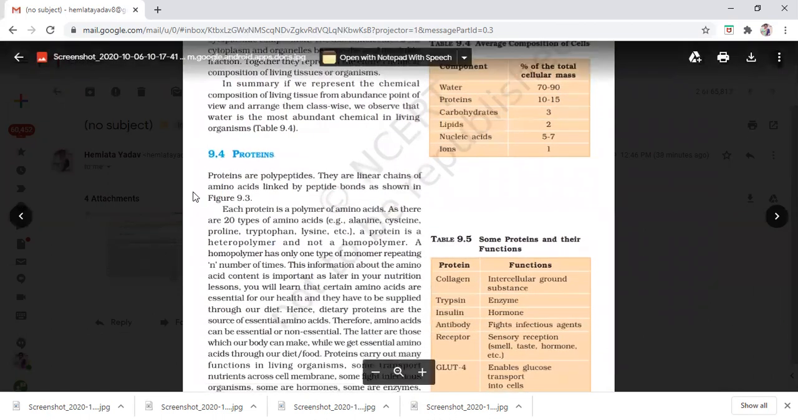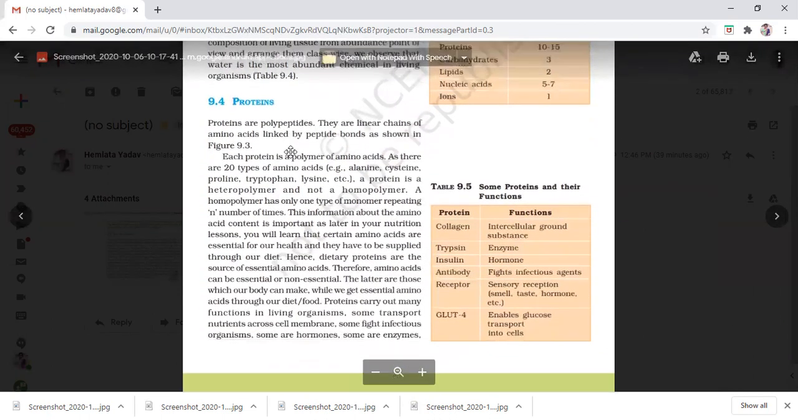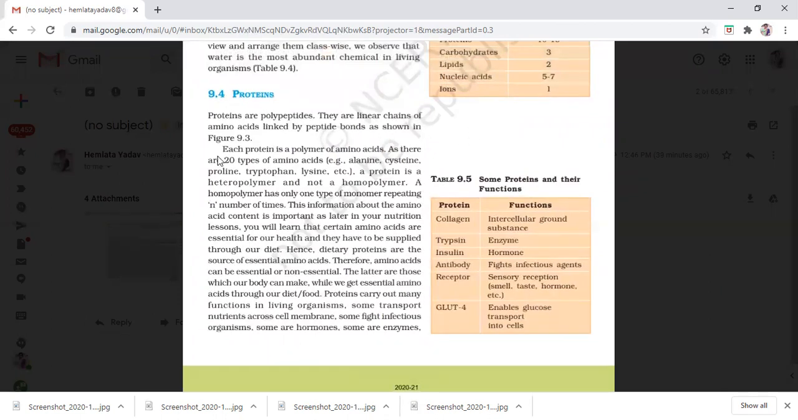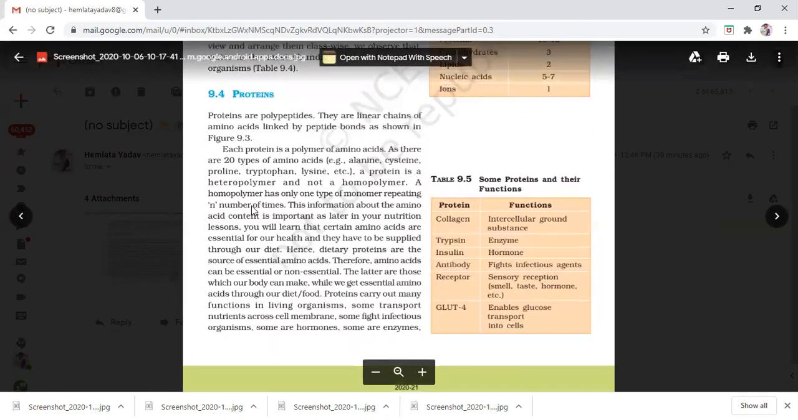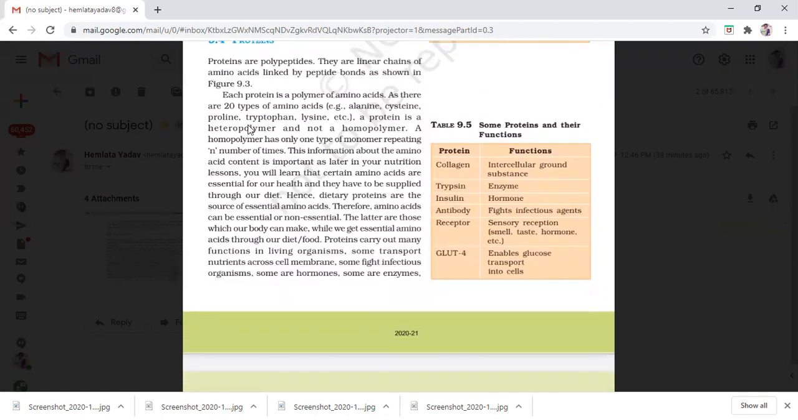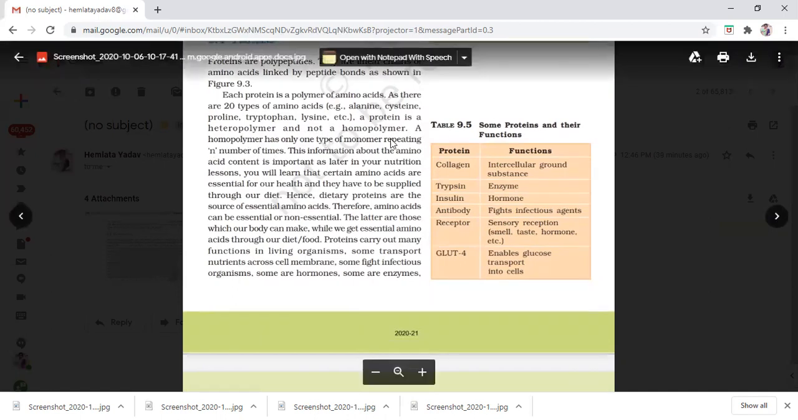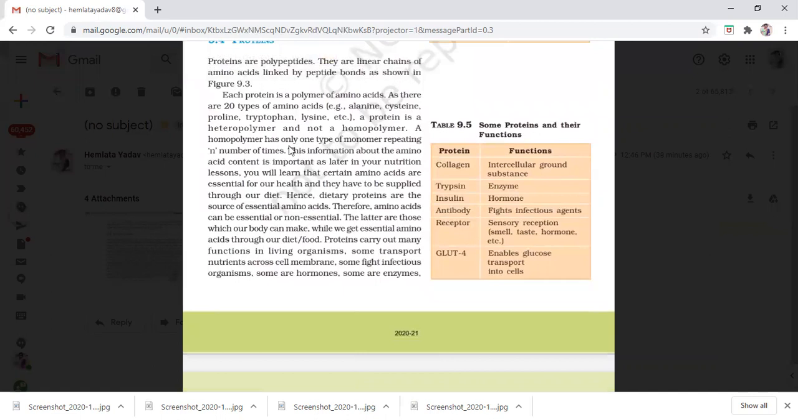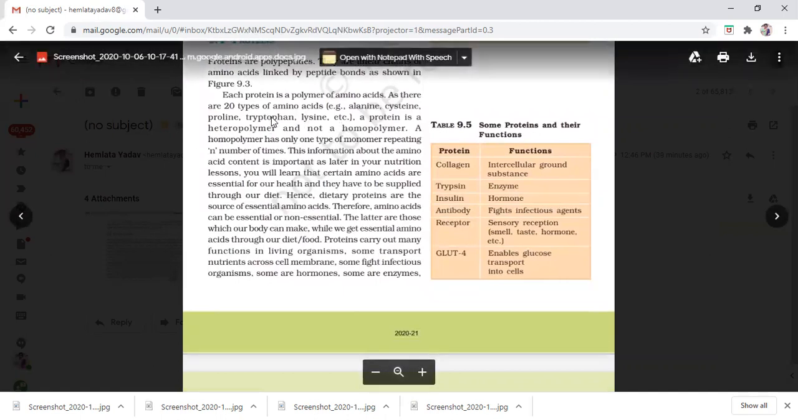Now we come to the protein. Proteins are polypeptides. They are a linear chain of amino acids linked by the peptide bond. Each protein is a polymer of amino acids, as there are 20 types of amino acids: alanine, cysteine, proline, tryptophan, lysine. Protein is a heteropolymer, not a homopolymer. So protein has different kinds of amino acids. When different kinds of amino acids bond with each other, they make a long chain that becomes a protein. So protein is a polymer of amino acids.